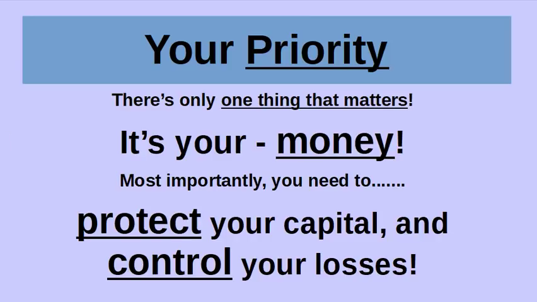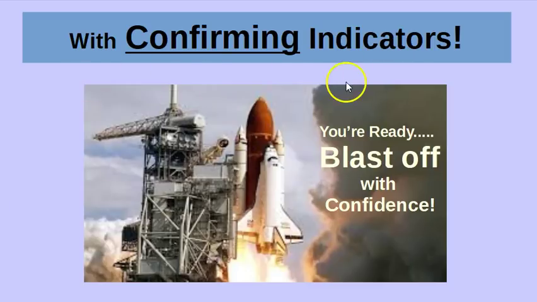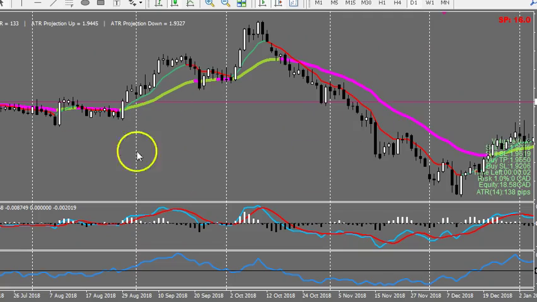And we're almost finished, guys. I know this is a bit of a long video, but with confirming indicators, and that's what this video is all about, confirming indicators, you're ready to blast off with confidence, knowing that you've checked all the boxes, all the indicators below your chart. I'll show you one more time a chart in just a second, just to remind you exactly what I'm talking about. Okay, so that's important. So you can see a chart.